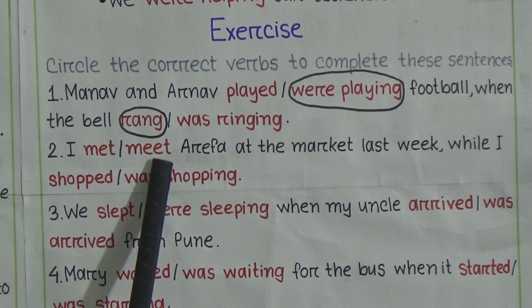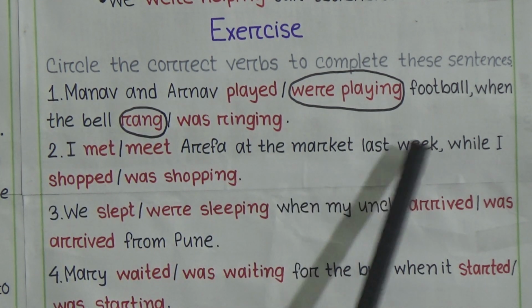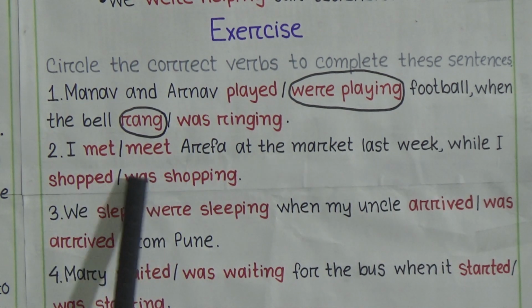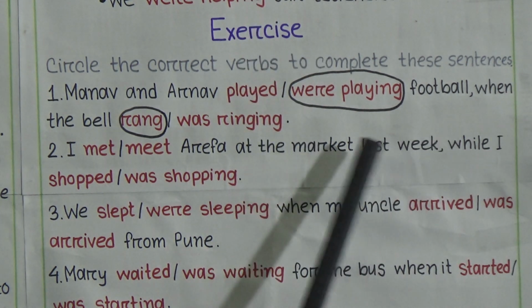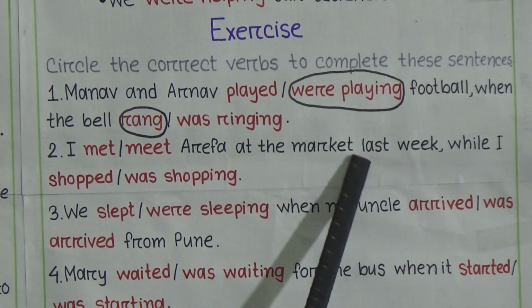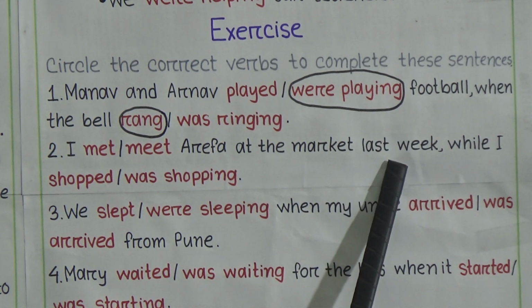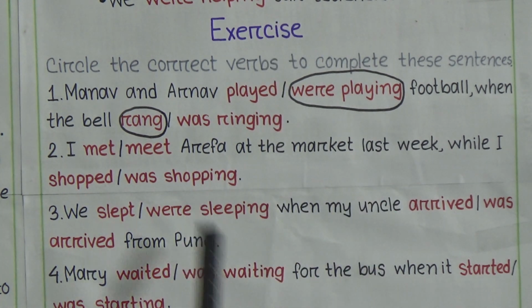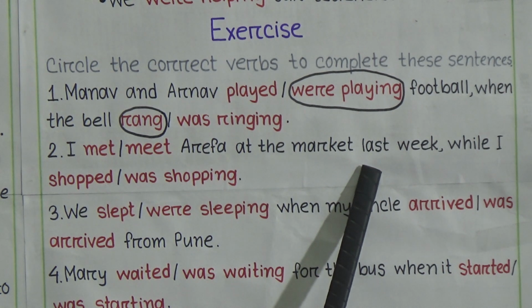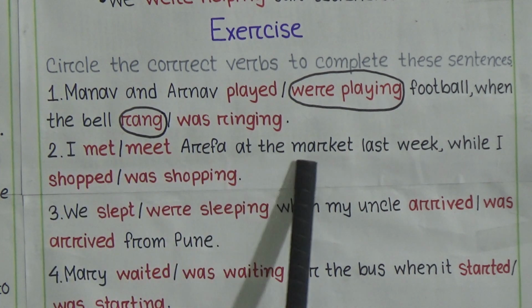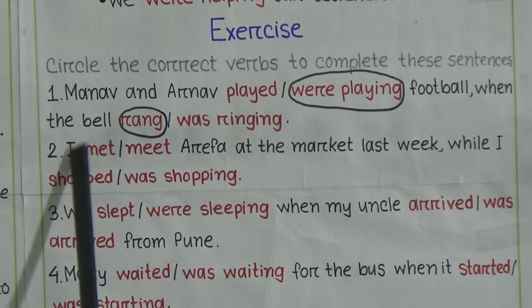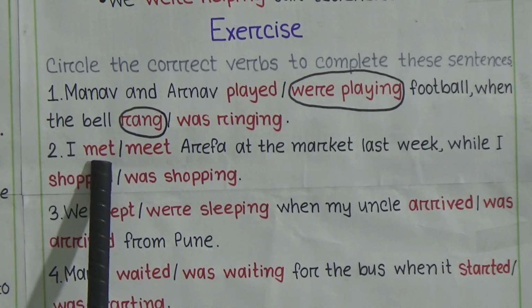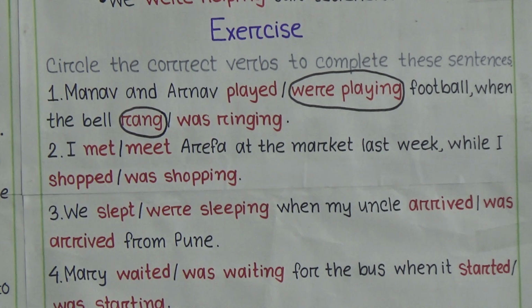I met Arifa at the market last week while I shopped or was shopping. Students, can you remember in the earlier discussion, when we find last, yesterday, we have to make the sentence past indefinite. So here we find the mark last. So it means the sentence will be in past indefinite. So past indefinite means we have to make a circle here, met, and met is the first form of meet. So I am marking here.